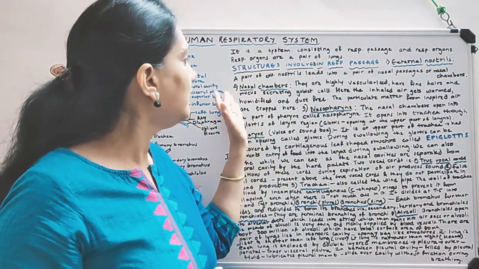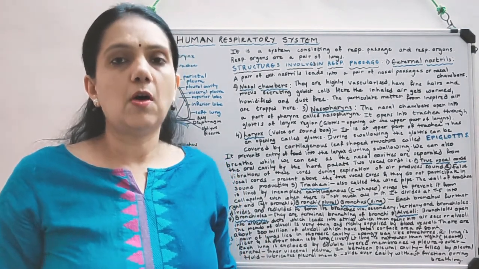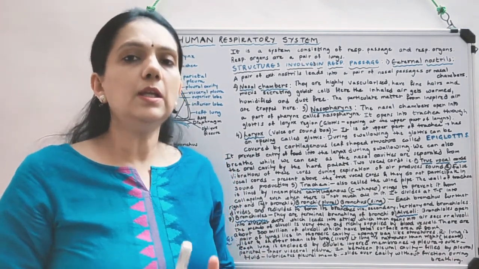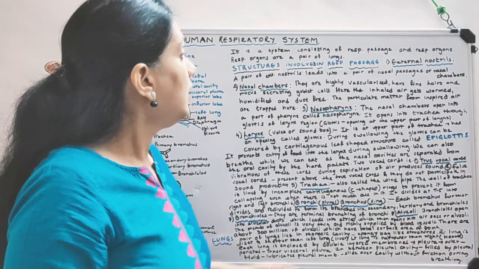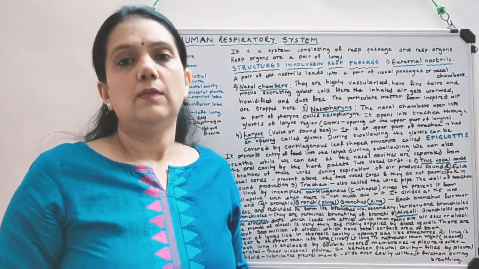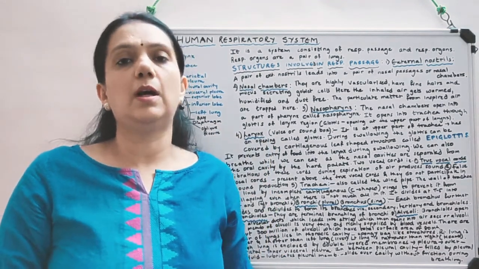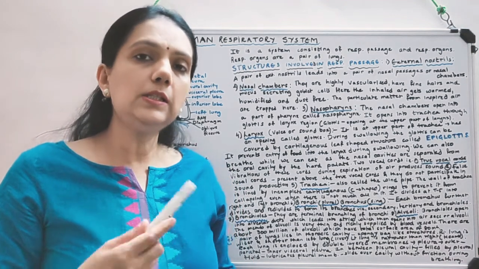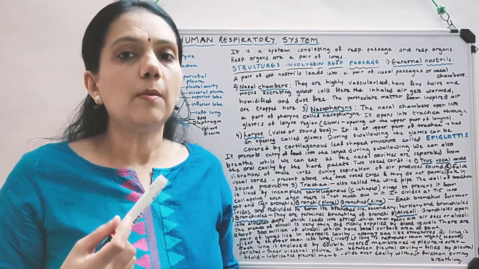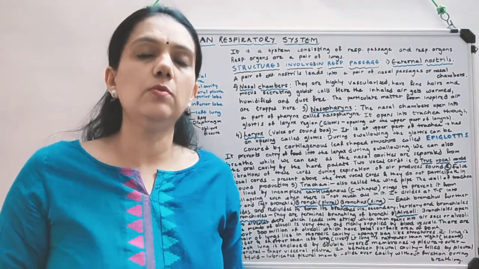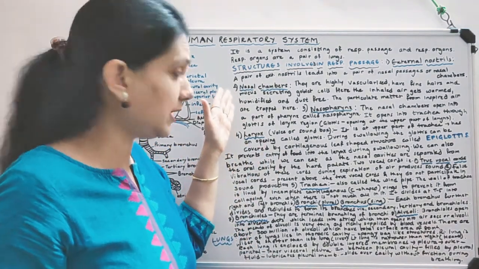So the nasal cavities or chambers perform the function of cleaning the air, bringing it to body temperature, and thirdly, humidifying it. Why? Otherwise, the structures inside the respiratory passage will become dry, and easy diffusion of gases is possible only when there is moisture. Wherever there is moisture or humidity, easy diffusion is possible. So that is the nasal cavities.